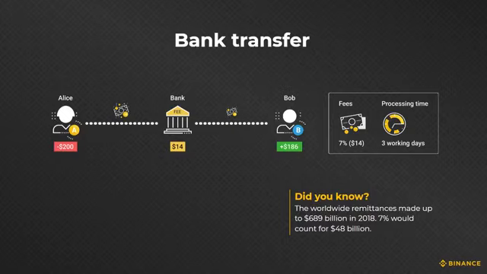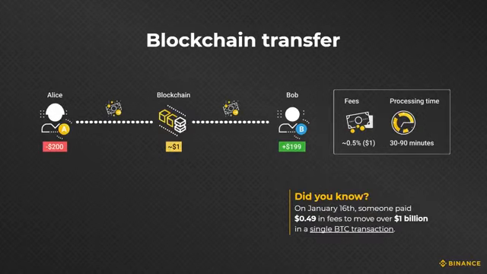The worldwide remittance is made up to $689 billion in 2018. 7% will account for that. Imagine what is being charged, like someone is charging you 7%. You are sending $200. The bank is charging you $14 as a 7% fee, and this is the money that gets to the person, and it goes through 3 working days. Just imagine if there was an emergency condition where the money was needed.